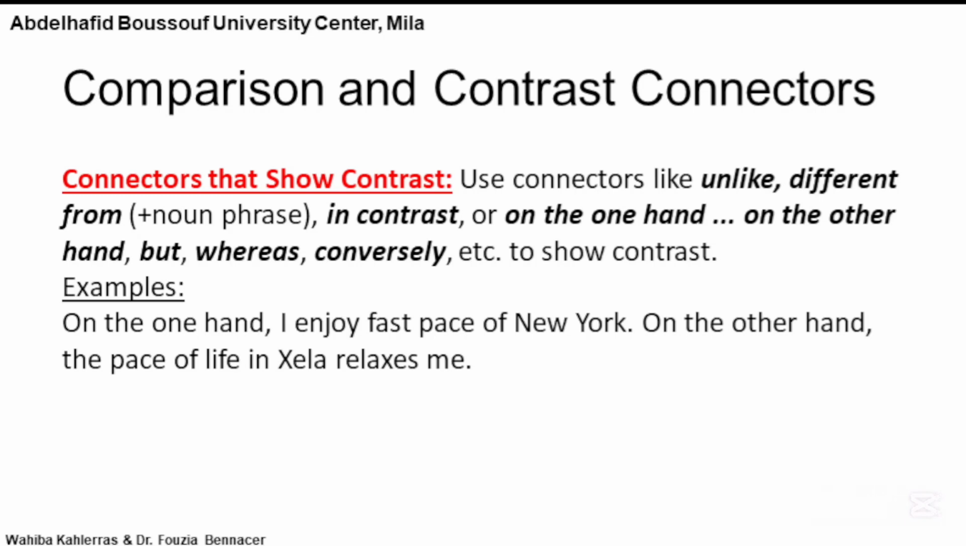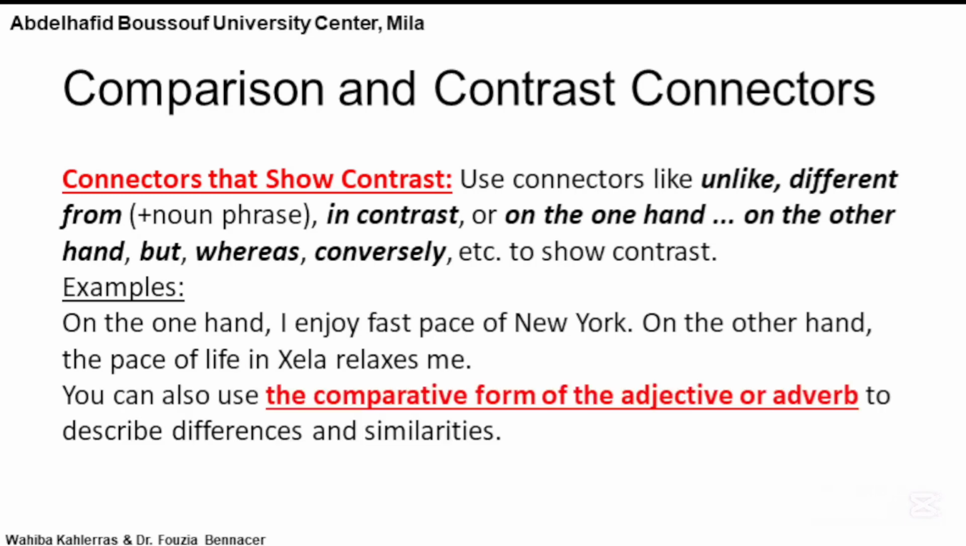We can also express differences using comparatives of adjectives and adverbs. For example, I say slow, slower, relaxing, more relaxing, or less relaxing, and so on and so forth. When the adjective is short, we add er than. When it is long, we add more or less plus adjective plus than. If they are similar, I say as plus adjective plus as.